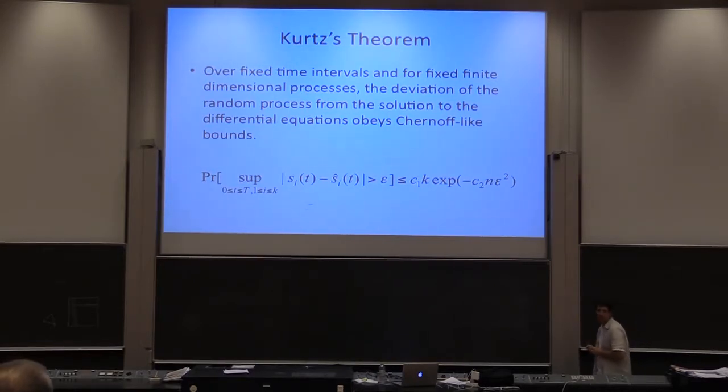You're going to get Chernoff-like bounds. So your random process is going to behave very close to the differential equations with high probability. Now again, this is for fixed time intervals, which we have. We were running till time 1 for n balls into n bins. If we were doing 2n balls into n bins, that just would have meant running to time 2. That would have been fine.